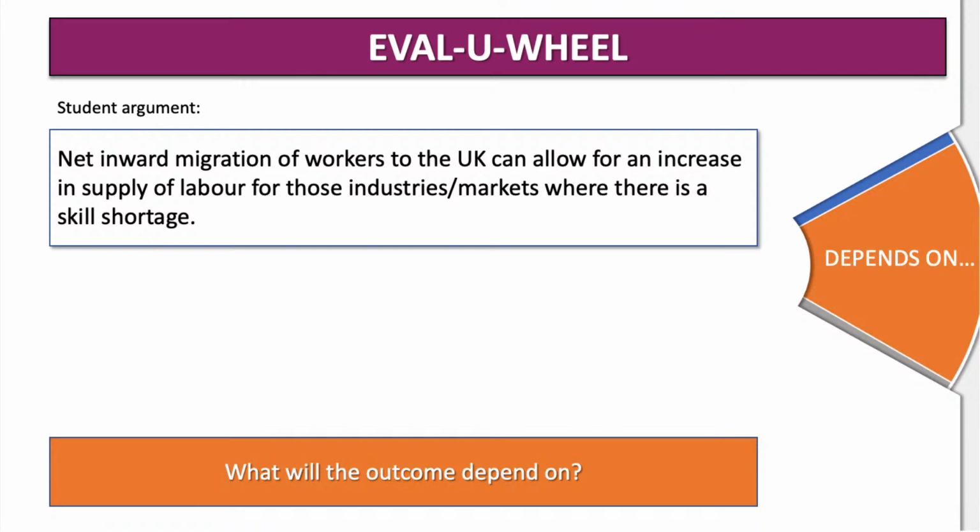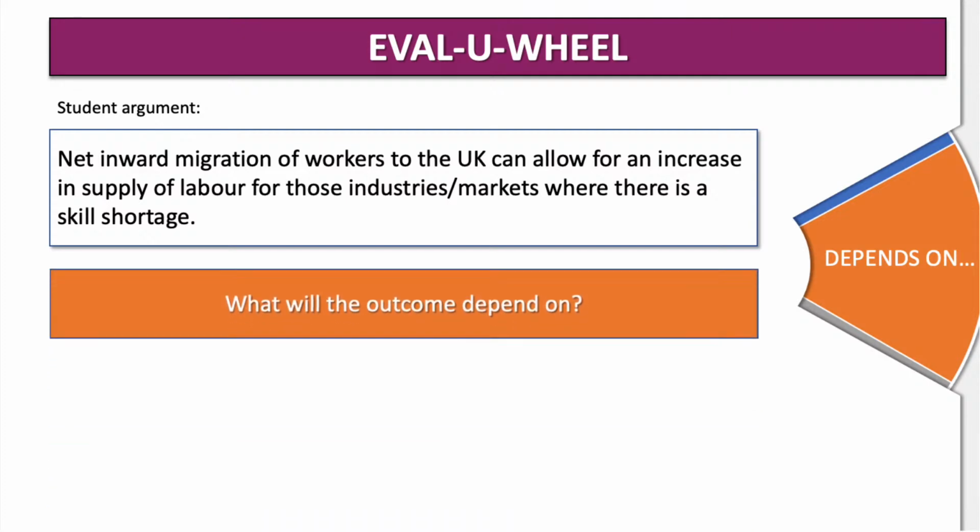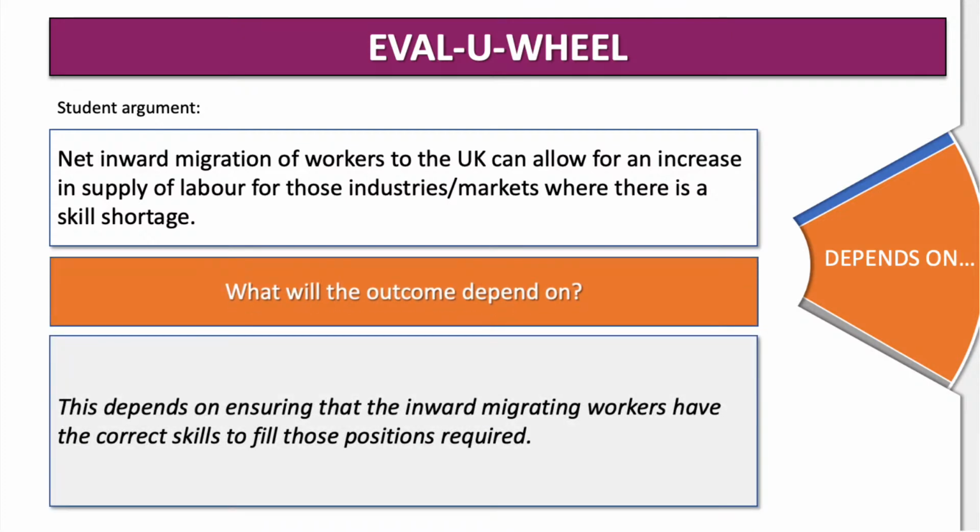Let's have a look at what we think. This is a very topical issue, as we all know, and we're suggesting that the workers that are coming into the UK would need to have the correct skills to fill the positions required. We know at the moment in the UK we've got a shortage of HGV drivers, a shortage of people to pick fruit, and also a shortage of people like engineers and high tech people. So you'd have to be very sure that your immigrants were coming in and they had the right skills.